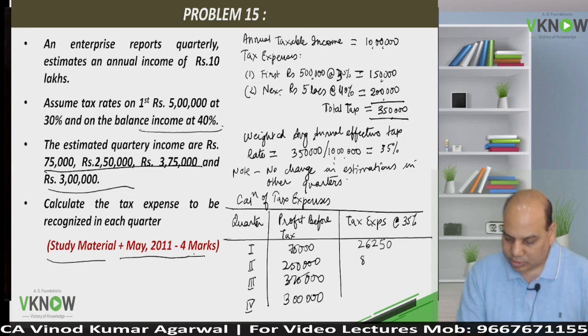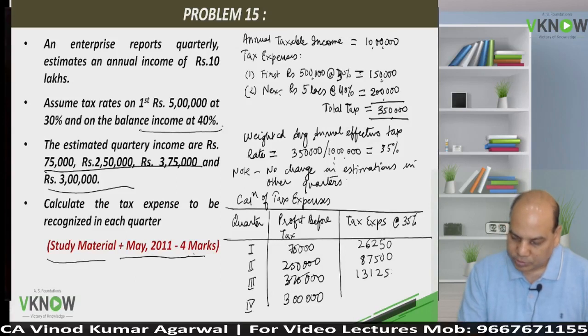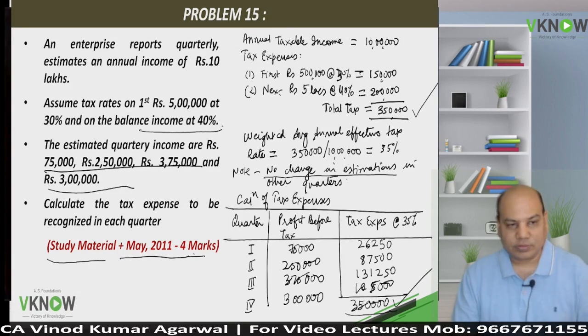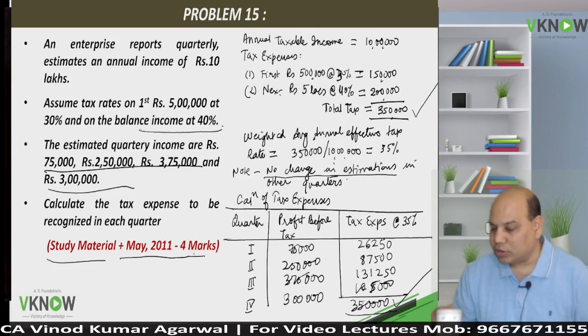You'll get 26,250, 87,500, 131,250, 1 lakh 5,000, and for cross check take the total, that will come to 3 lakh 50,000, which is matching here. And I have written a note assuming no change in estimation.